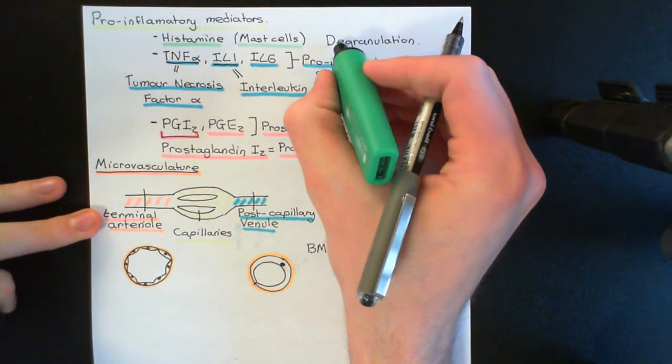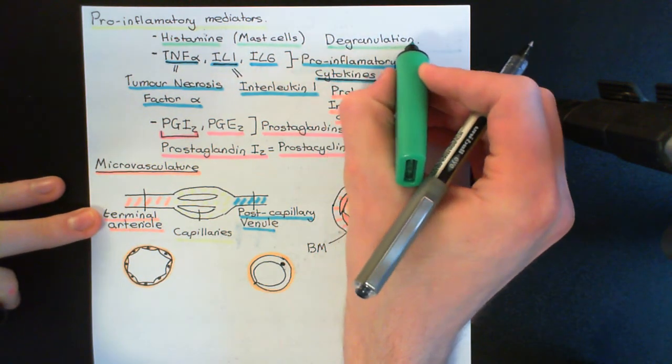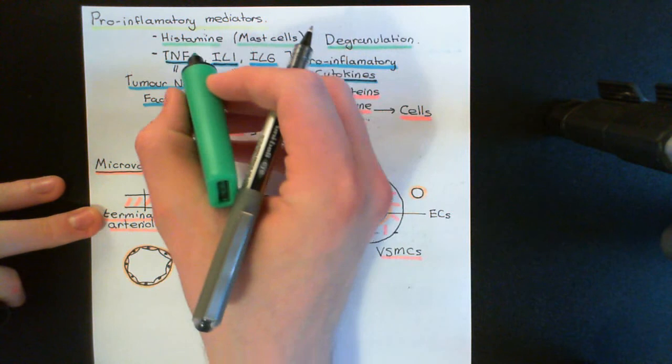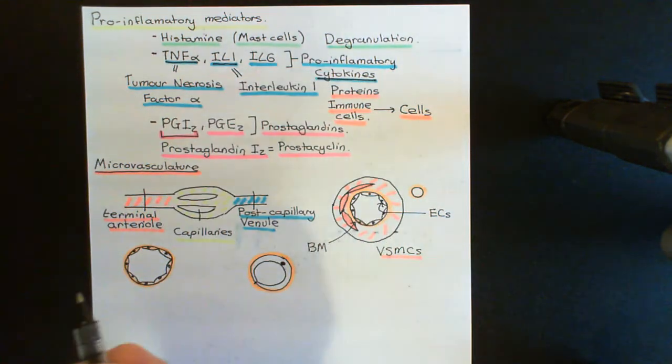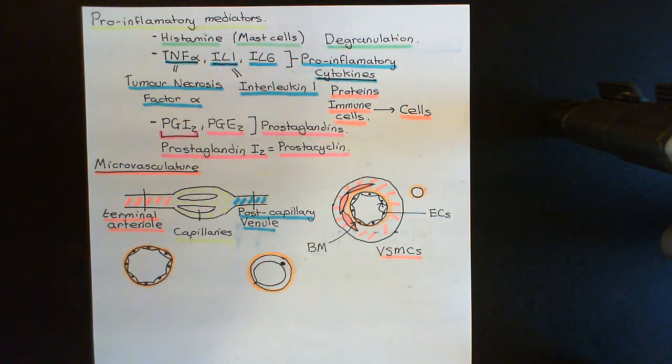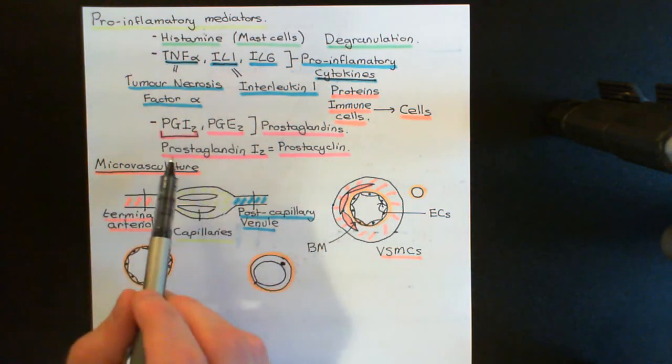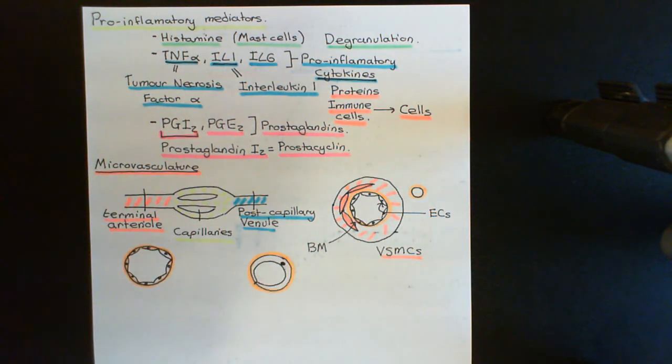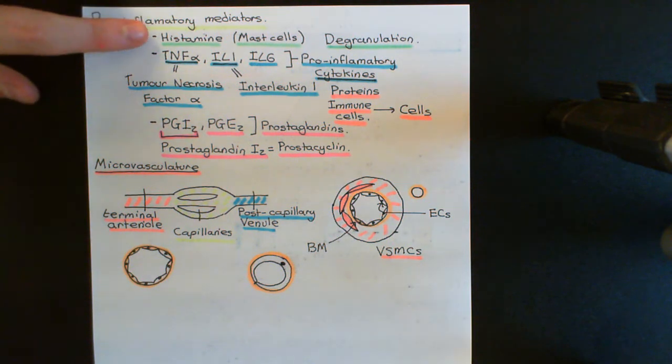Whereas these other pro-inflammatory mediators, they actually have to be produced, they're not stored. So tumor necrosis factor alpha and interleukin 1, they're going to have to be produced, which will require protein synthesis. So will interleukin 6. Prostaglandin I2 and prostaglandin E2, they're also going to have to be synthesized from arachidonic acid, which again will take time. It'll be quicker than the production of proteins, but still it won't be as quick as just degranulating preformed granules of histamine. So this one's going to be released first, and then these ones will come later.